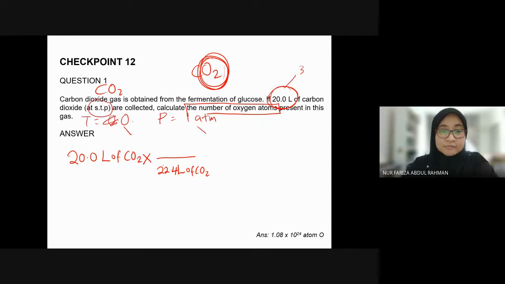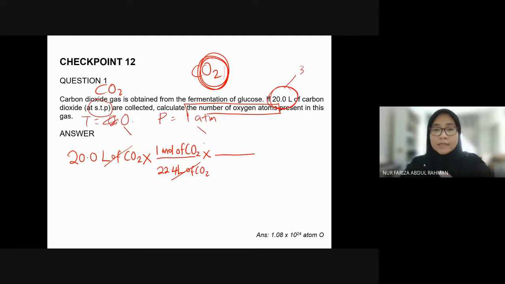So the relationship that we have for this is 1 mole of CO2. This one will later be cancelled out and we will end up with mole of CO2. Next would be the additional conversion so far: 1 mole of CO2.